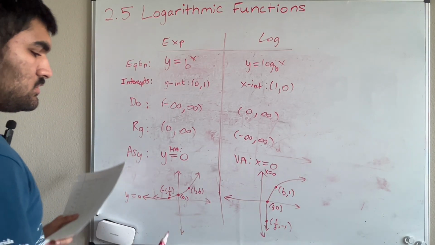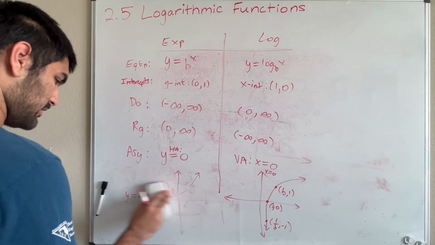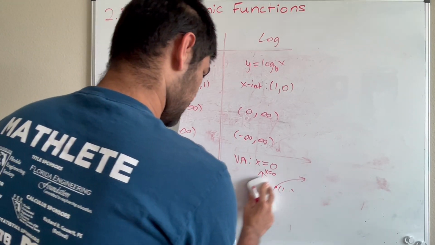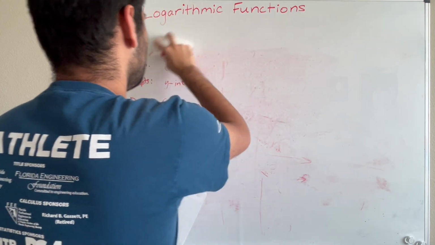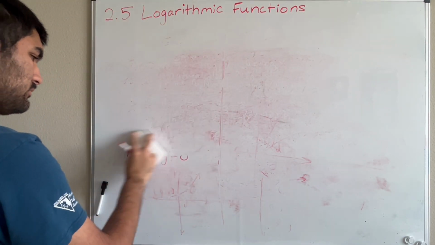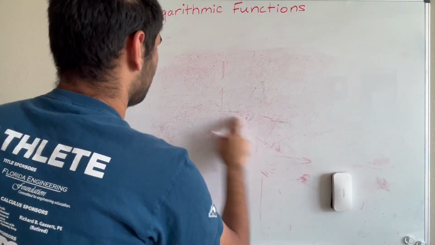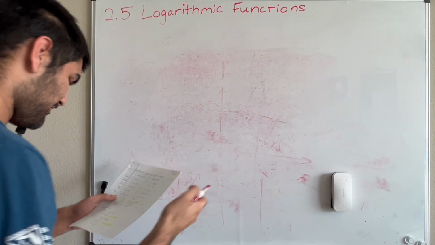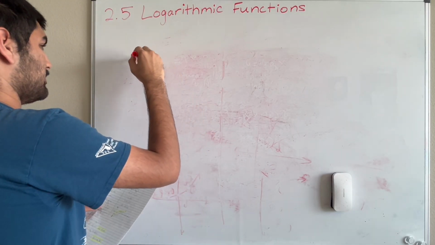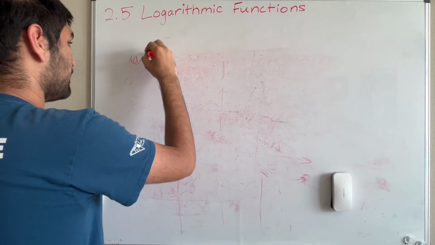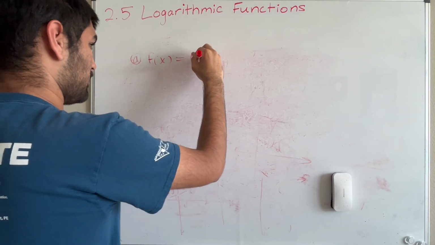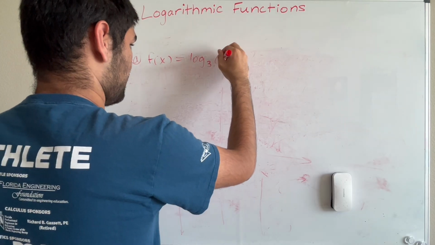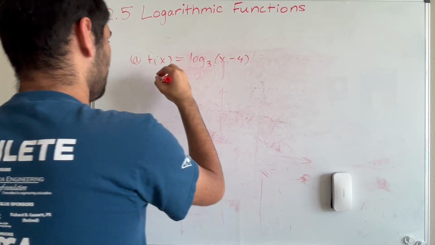Now that we've discussed that, let's do some examples finding the domain of logs. That did not erase well at all. Anyway, suppose we have f of x equals log base 3 of x minus 4, and they want you to find the domain.